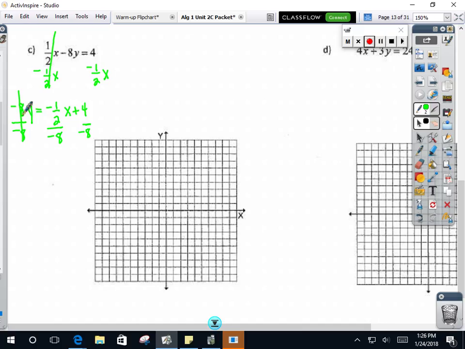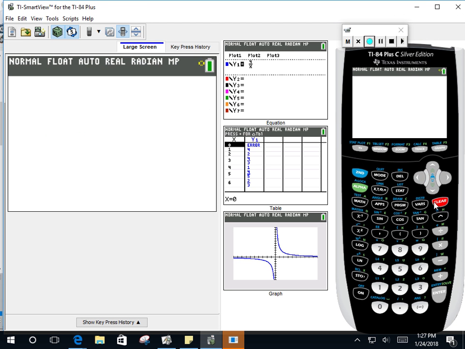Those cancel because anything divided by itself is 1, and there's no reason to write the 1 beside the y. It's understood to be there. Now, a negative divided by negative is a positive. So when I type this in the calculator, I'm not going to worry about the signs because I already know they're going to cancel each other out. In the calculator, I'm going to type in 1/2 divided by 8.